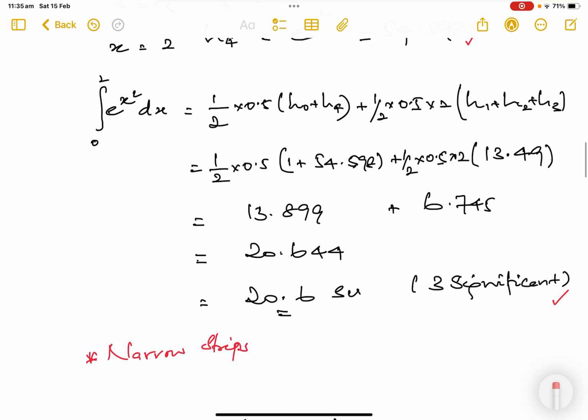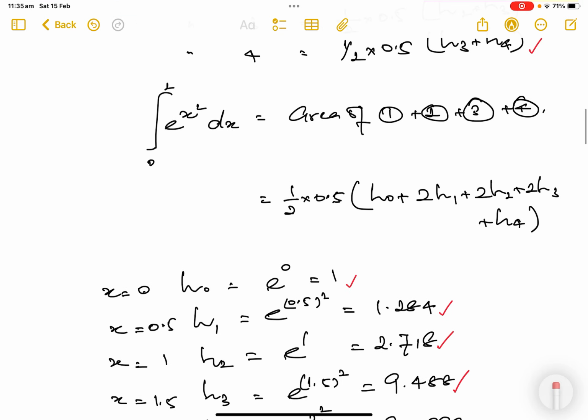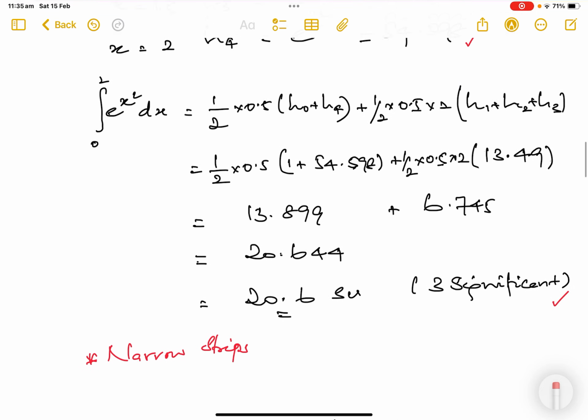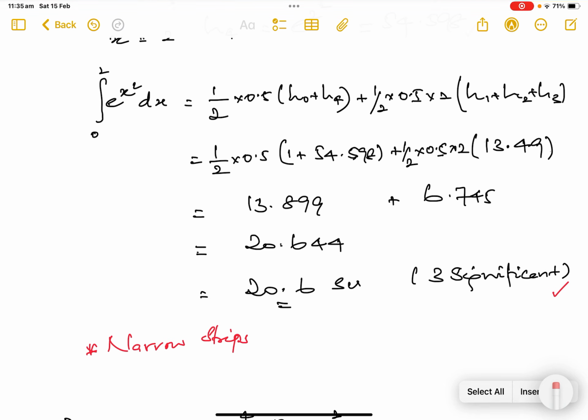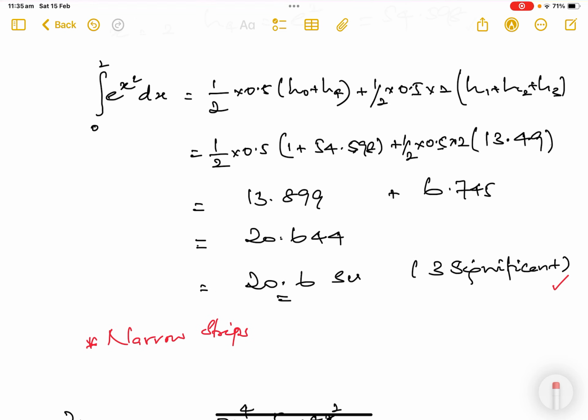So simply substitute the values to find the areas of trapezium 1, 2, 3, 4. If you look at it, H0 appears once and H4 once, while H1, H2, H3 are twice. Just separate them. The first is half times 0.5 times H0 plus H4, plus half times 0.5 times 2, with the 2 common out. Inside is H1 plus H2 plus H3. Then work it out, just substitute those values.